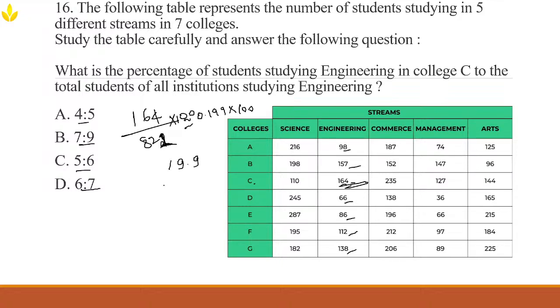So this is approximately equal to 20%. Okay, there might be confusions in the ratio part here. So the question here given is what is the percentage of students studying? So we can just take it as 20% on an average. So that will give you the ratio as 1 by 5. Okay. So now let's move on to the next question.